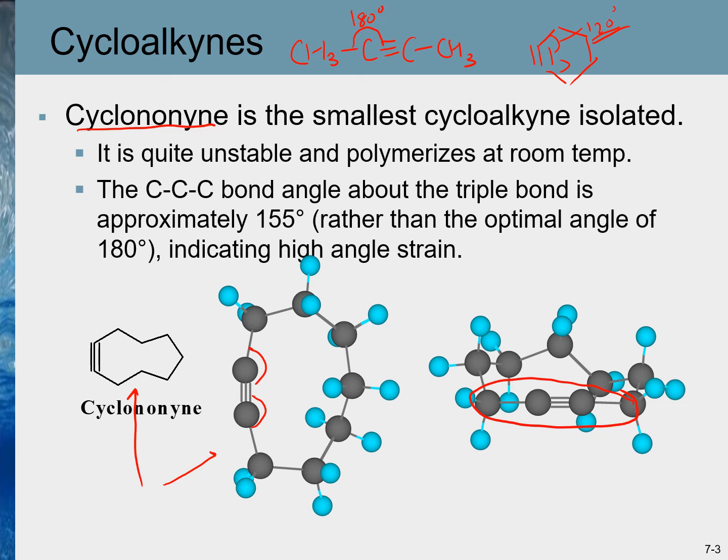Although this angle may appear to be close to 180, in reality in cyclononyne the angle is about 160 degree. In fact, it's 155 degree, which is quite far away from the optimum value of 180. So therefore cyclononyne has a considerable amount of angle strain, making this molecule highly unstable.